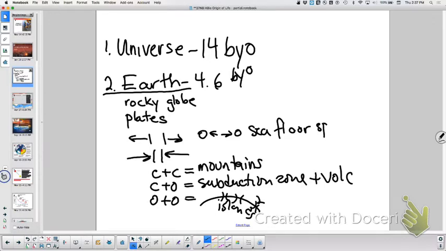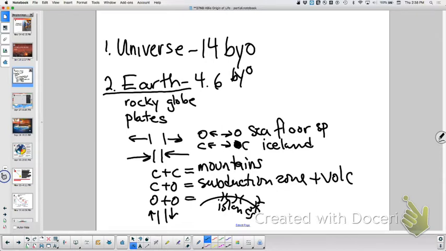Seafloor spreading. Did we see continent going away from continent? Where did we see that? Remember in Iceland when it showed the continents going away from each other? Okay, cool. So we have two of our three. What's the third one? Transform. And that's when they are going past each other, right?